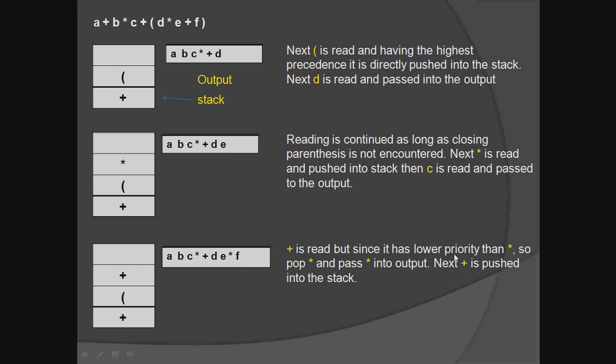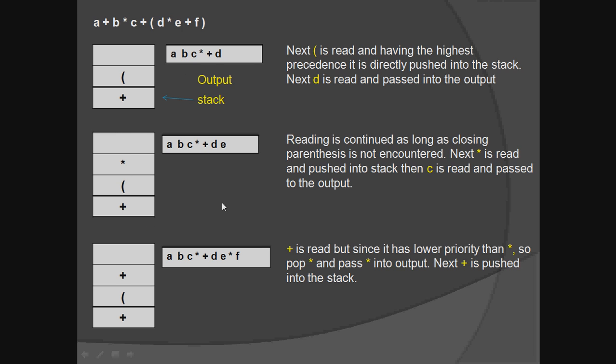So plus is read, but since it has lower priority than star, now pop the asterisk. The asterisk symbol will be popped out because the plus symbol is of lower precedence than the asterisk. If we write this plus symbol here, this and this do not match. The asterisk symbol has higher priority than the plus symbol, right? That's why the asterisk, the multiplication, pops out, and the plus symbol takes the place of the asterisk symbol. Clear? But it cannot be so in the case of the parenthesis. You cannot remove the parenthesis until the closing bracket is encountered.